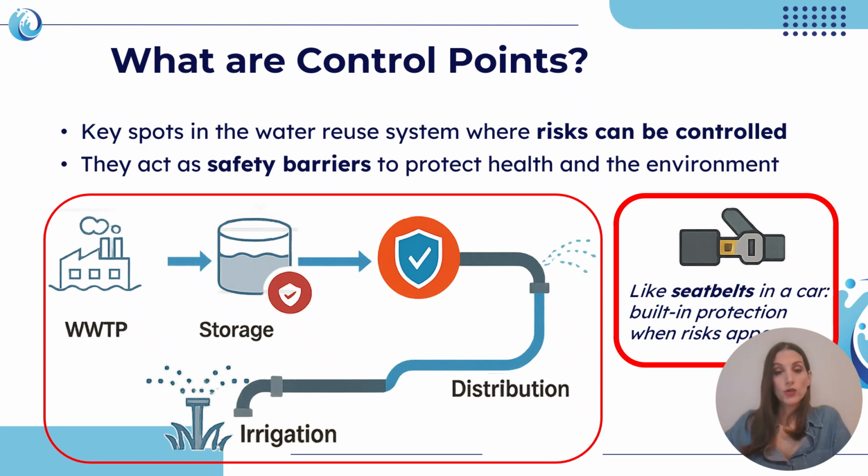Control points are key locations in a water reuse system where risks can be reduced, prevented, or kept under control. You can think of them as safety barriers. A good analogy is the seatbelt in a car. You might not need it all the time, but it's there to protect you when something goes wrong. In the same way, control points act as protection when risks appear. Identifying these points is the starting step in any risk management plan because they show exactly where to focus attention to safeguard health and the environment.